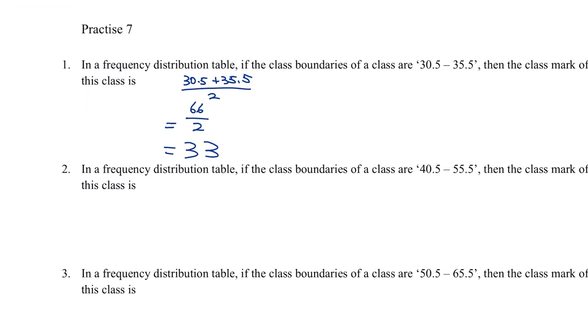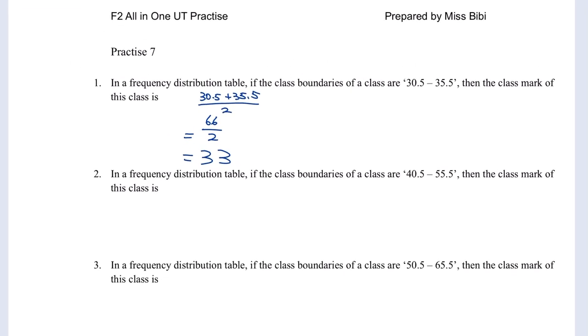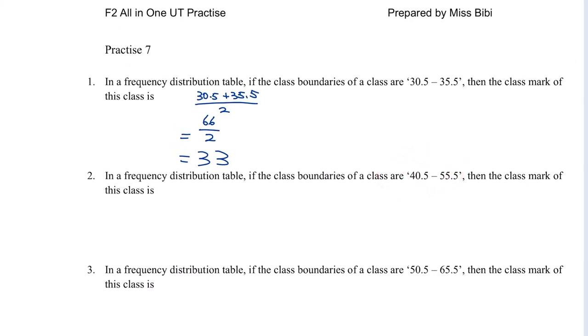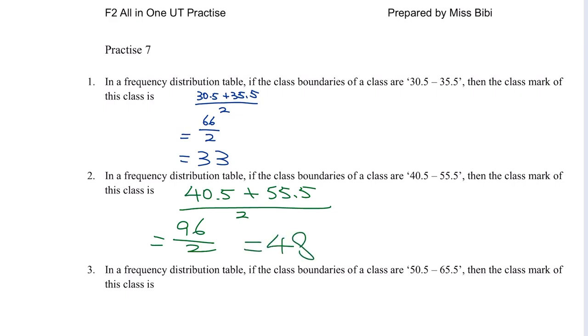You are given a class boundary. And then you need to find the class mark of it. So the first one plus the last one divided by 2. So 40.5 plus 55.5, you get 96. And then 96 divided by 2, you get 48. That is your answer. Okay, good enough.